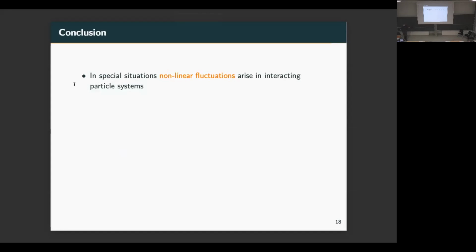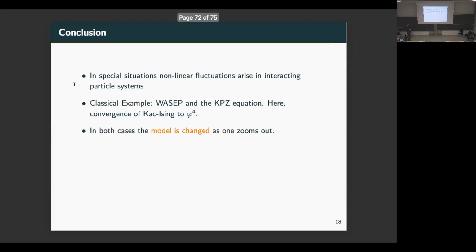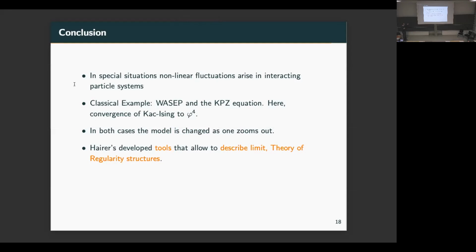so I'm already coming to the end, so I want to just summarize what I've told you. There are these special situations that have been known in the literature for a long time, where you have nonlinear fluctuations, and they arise in interacting particle systems at specific scales. The classical example that people already knew about for a long time was the KPZ equation and WASEP. Here I discussed the convergence of Kac-Ising to Phi^4. One of the things I want to stress is that in order to get these SPDEs as a limit, you have to change the model as you zoom out. And Martin has given us the tools to actually describe these limits, and that's the theory of regularity structures.